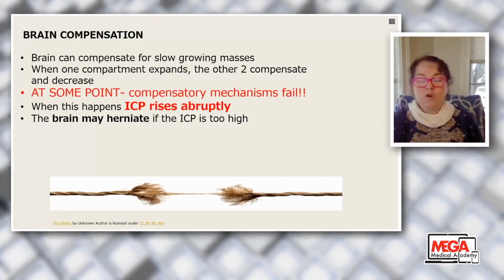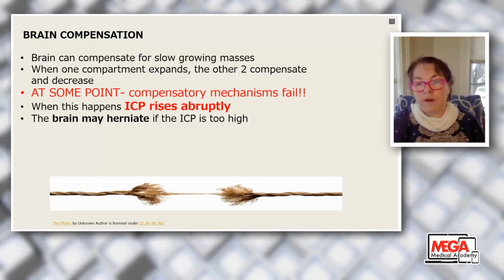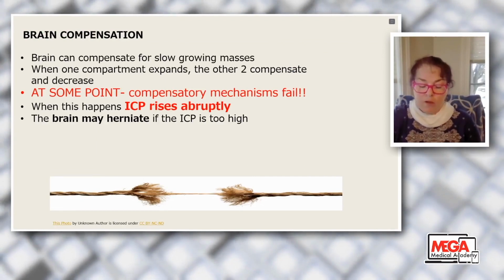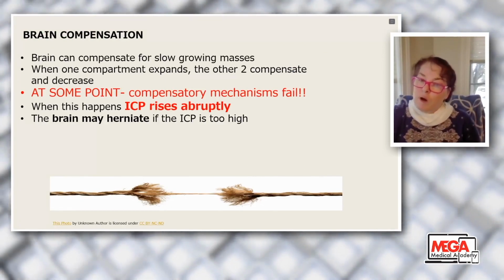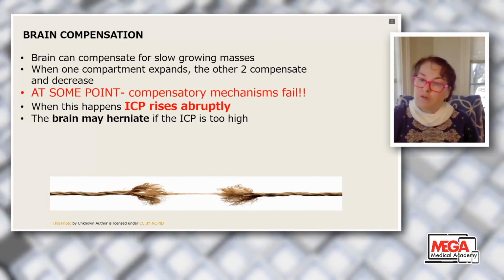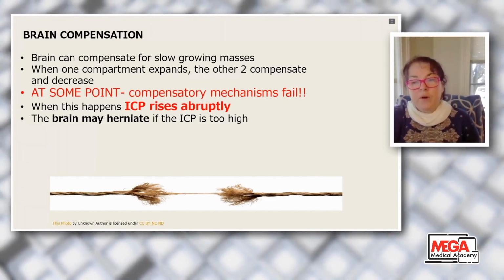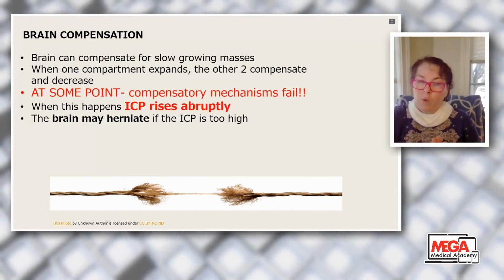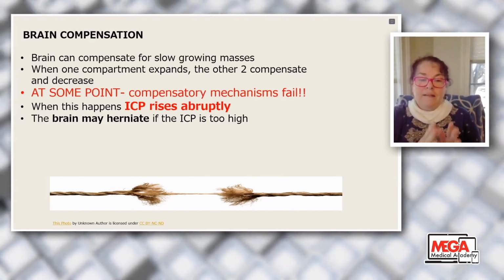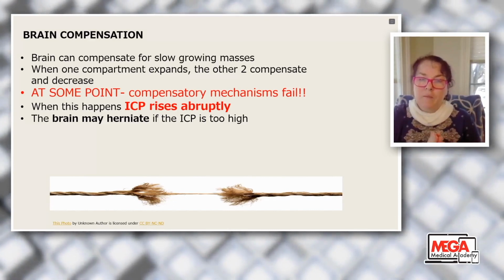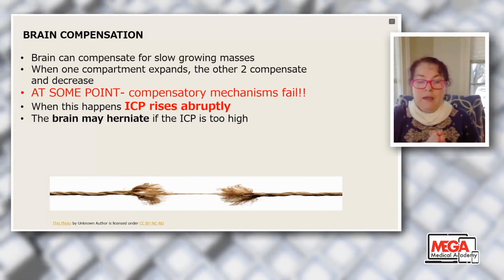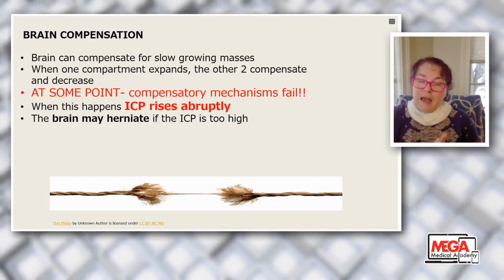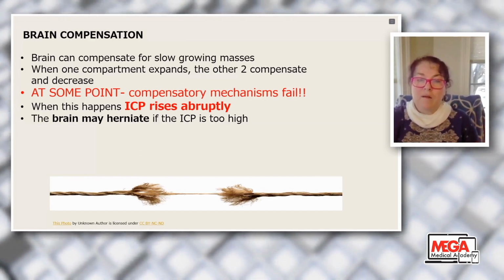Now, when you have a mass that starts growing in one of these components, because the skull is rigid and because all the parts have to equal 100%, if one part increases, obviously the other 2 parts have to decrease. And the brain has a capability of tolerating this and compensating to a point. But unfortunately, at some point, the brain will not tolerate it anymore, and all these compensatory mechanisms fail.